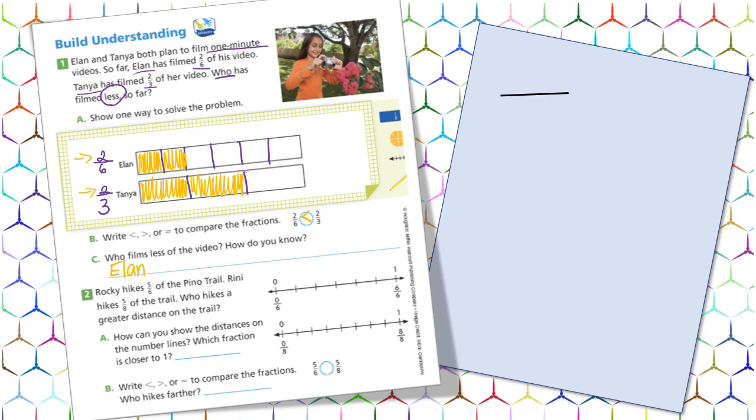That's right. If I look at the person and the fraction that they have, it gives me a denominator. So I know that Rocky has hiked 5/6 of the trail. So I'm going to look for the number line that is counting by sixths, and that would be the first one. So I'm going to go ahead and put his name right here. And I'm going to put a 5/6 right on the side so that I organize my work and I remember how much he's hiked already. And then Rini hikes 5/8, and the other number line is broken up into eighths.